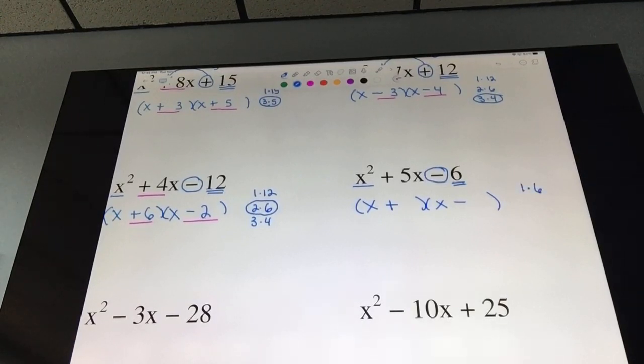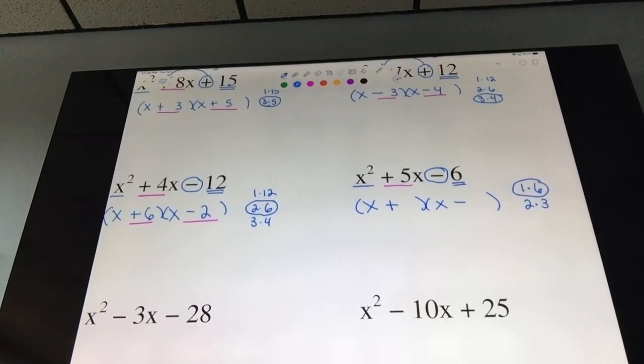6 can be 1 times 6, and 6 can be 2 times 3. Now this one's kind of tricky, because I want to get +5 in the middle, keeping in mind that I have a positive and a negative. So even though 2 and 3 give me 5, they don't differ by 5, because I have to have one of each sign. So I'm going to go with the 1 and the 6.